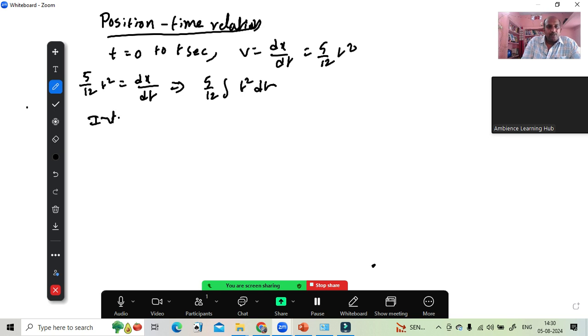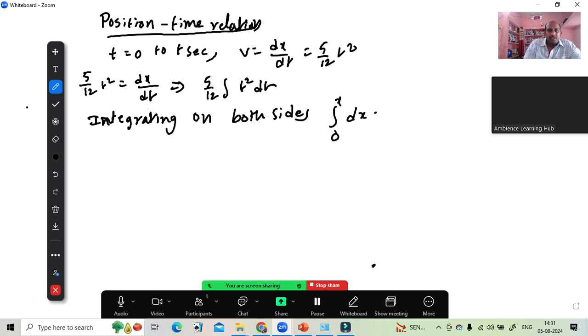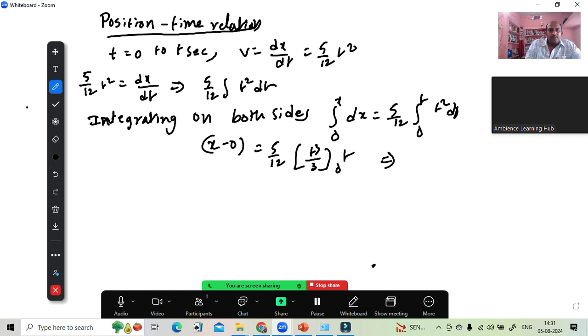So now integrating on both sides, we get the integral from 0 to x of dx is equal to 5 by 12 into the integral from 0 to t of t square into dt. Which implies x minus 0 is equal to 5 by 12 into t cube by 3, to the limits 0 to t. That implies x is equal to 5 by 36 into t cube.